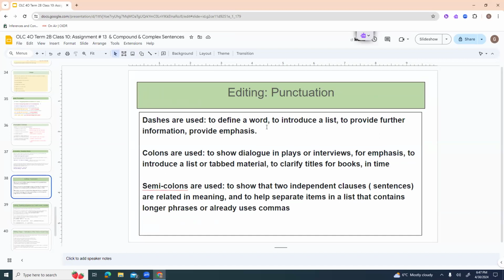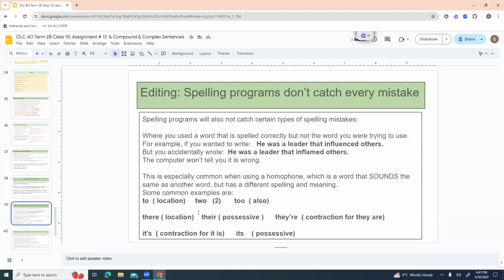Quick reminder, dashes are used to define a word, introduce a list, provide further information, and provide emphasis. Colons are used to show dialogue, emphasis, or to clarify books. Semicolons are really useful. A lot of times where people are using commas, they really need to use a semicolon. Okay, if you're trying to separate two sentences, a semicolon is your new best friend.